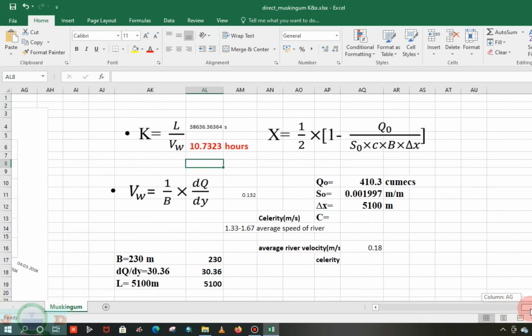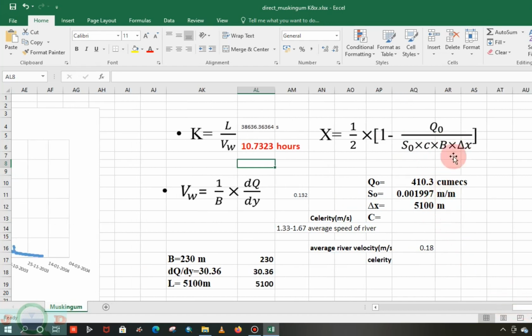and to find the weight factor for the Muskingum, that is x, we have the equation half into 1 minus Q naught divided by S naught into c naught into B into delta x. Here the notations are changed. Delta x here is taken as the length of the reach, which is 5100 meters. The first one is Q naught, which is the reference discharge, which can be taken as the median between the minimum discharge and the maximum discharge.